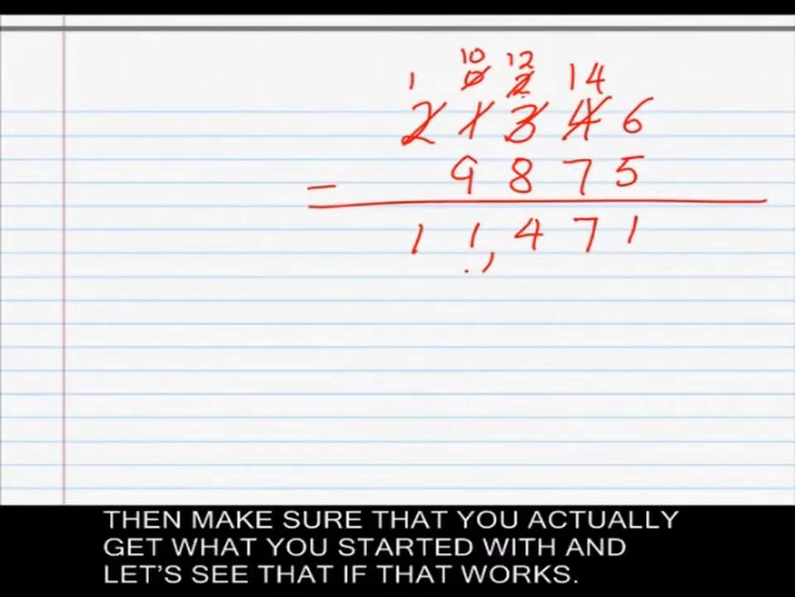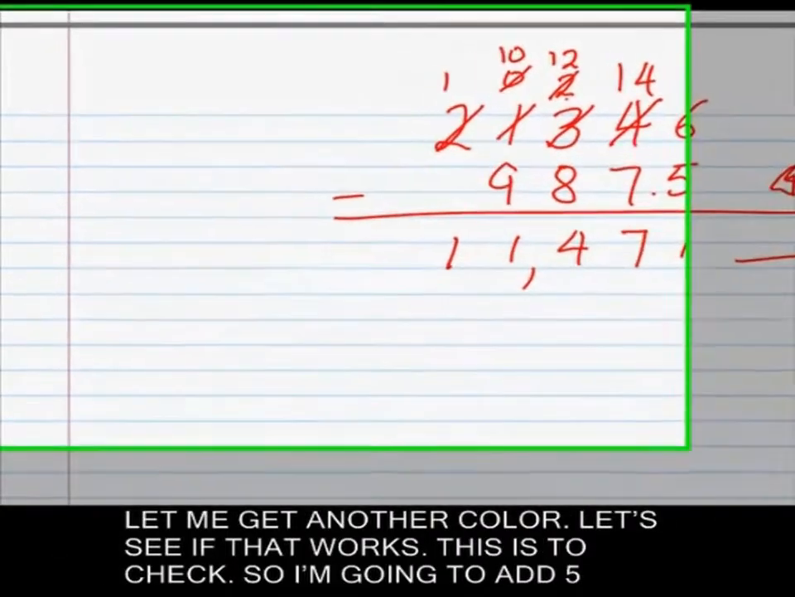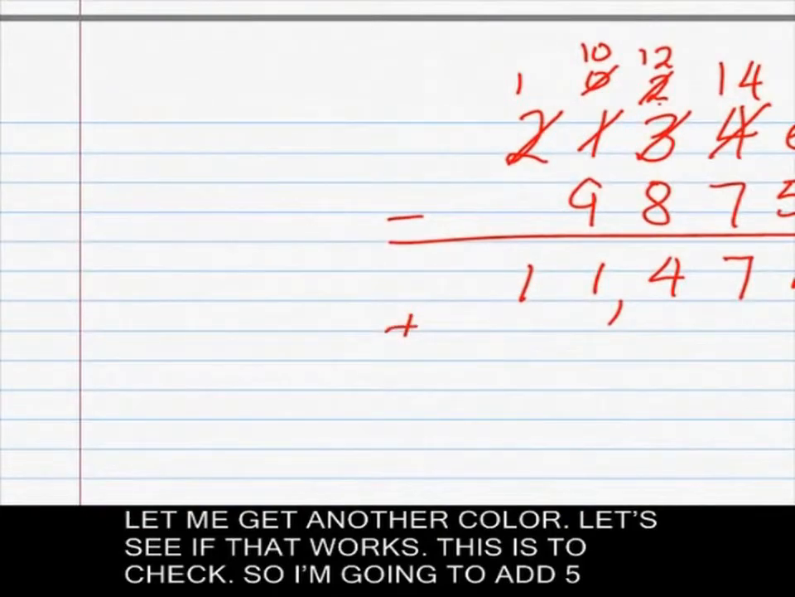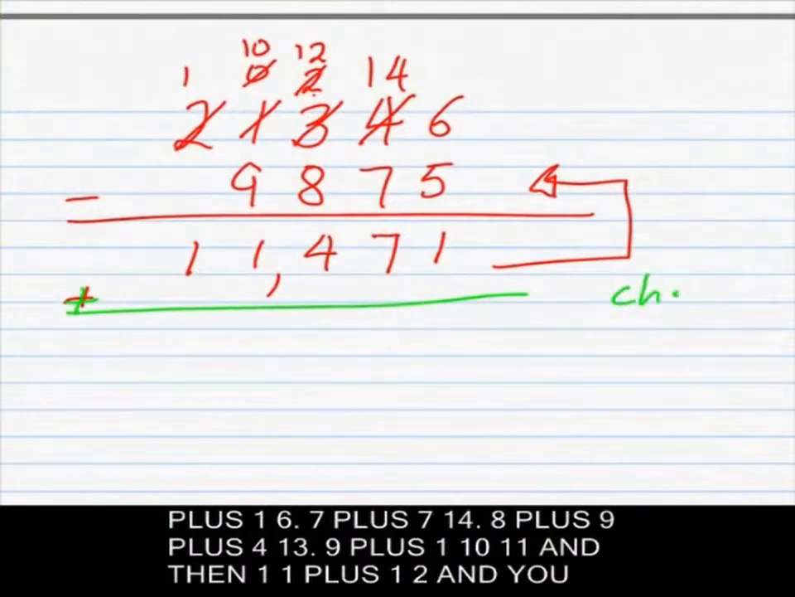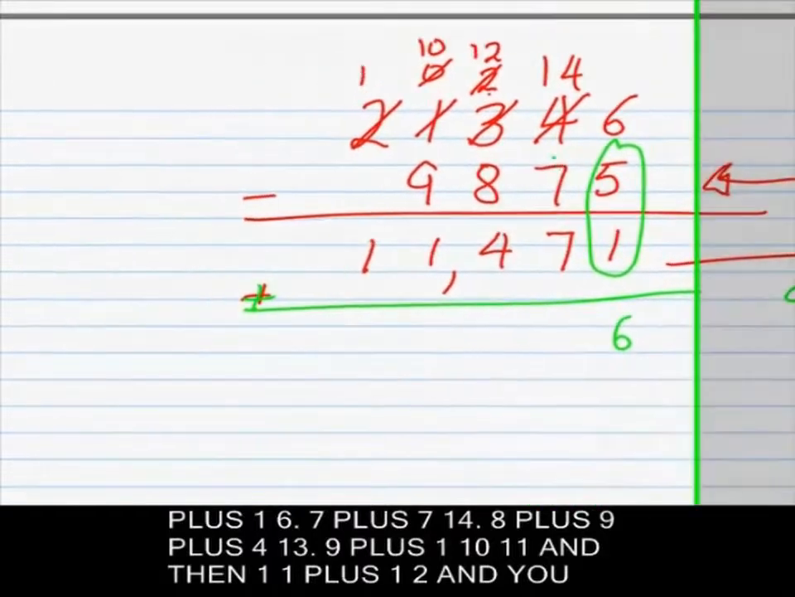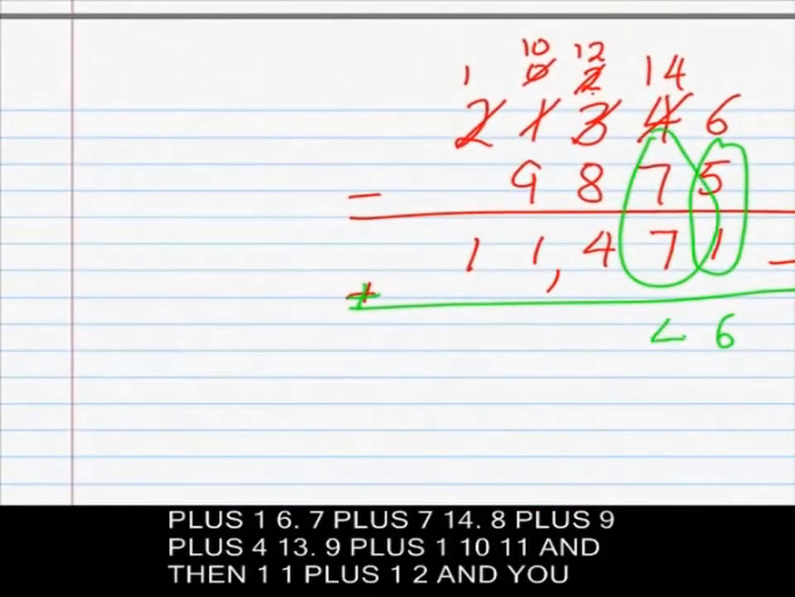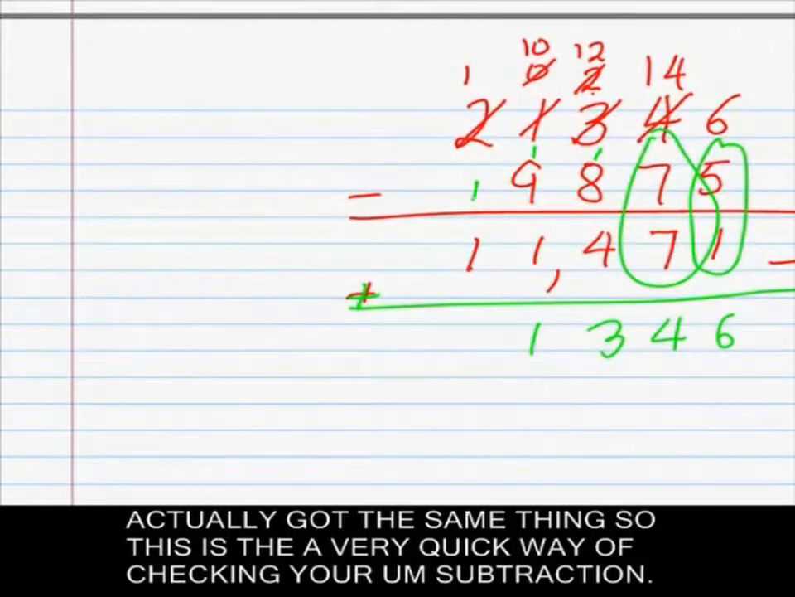Now if you want to check this, what you need to do is add these two and then make sure that you actually get what you started with. Let's see if that works. This is to check. So I'm going to add 5 plus 1, 6. 7 plus 7, 14. 8 plus 9 plus 4, 13. 9 plus 1, 10, 11. And then 1 plus 1, 2. And you actually got the same thing. So this is a very quick way of checking your subtraction.